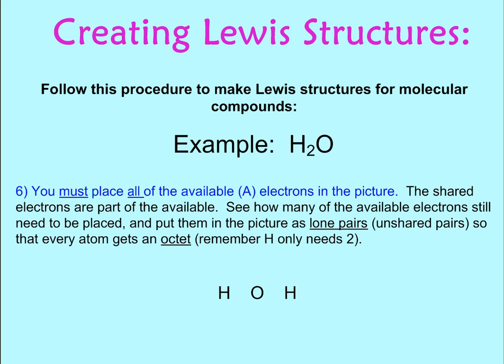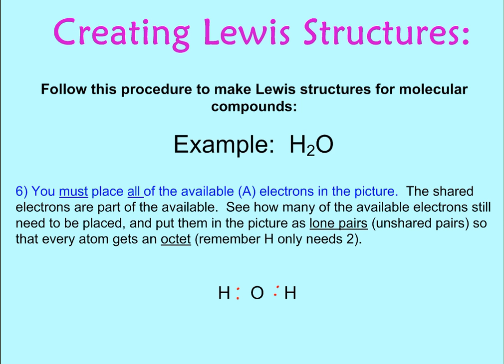Step 6 says you must place all of the available electrons in the picture. The shared electrons are part of the available. See how many of the available electrons still need to be placed and put them in the picture as lone pairs, unshared pairs, so that every atom gets an octet. Remember, hydrogen only needs 2. So we had our 4 here from the shared.